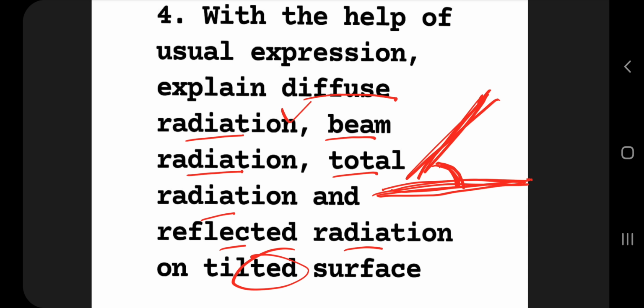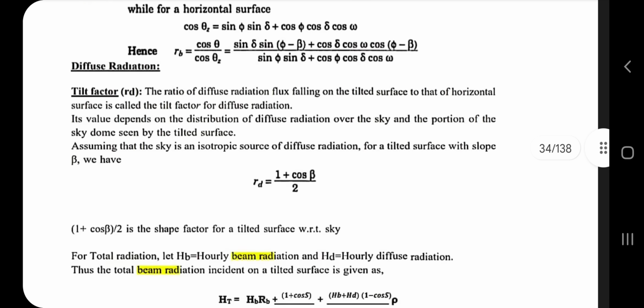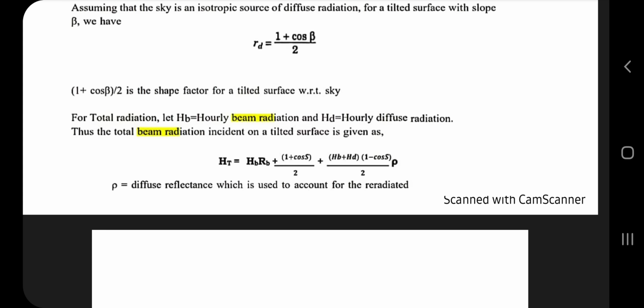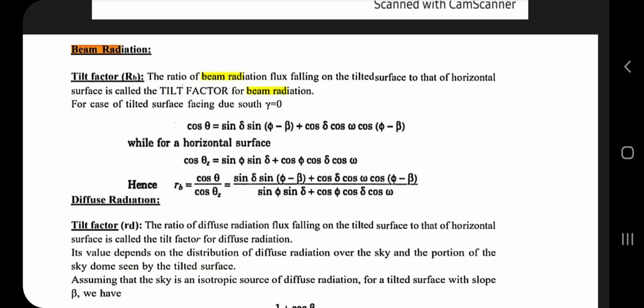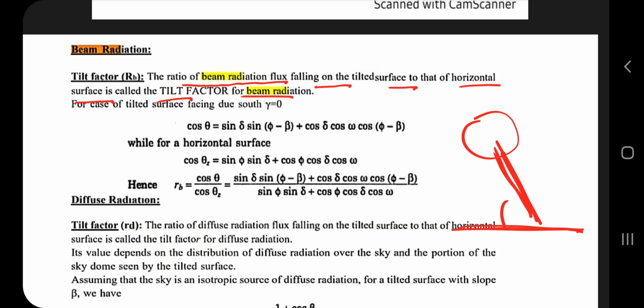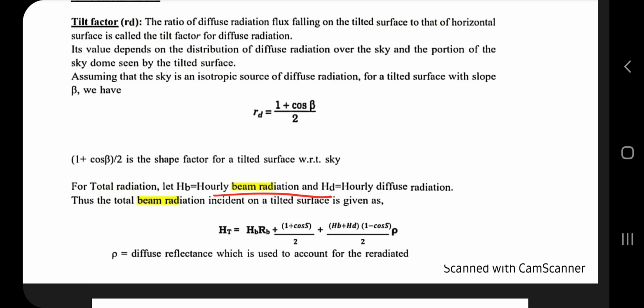So how much it varies will be calculated by these formulas. Okay, these formulas you can use and you can calculate. There are numericals associated with that. So in the numerical part, I will be slightly giving a hint regarding this. So what is beam radiation? The ratio of the flux falling on the tilted surface to that on the horizontal surface is called the tilt factor or beam radiation factor. As I told you before, the sun is here, this is the beam radiation, and this is the surface. Whatever is the angle in between, you calculate the ratio, and it is called the ratio of beam radiation. Same goes for diffuse radiation. Total radiation can be calculated using this formula, and reflected radiation is the radiation which is reflected after having been radiated.